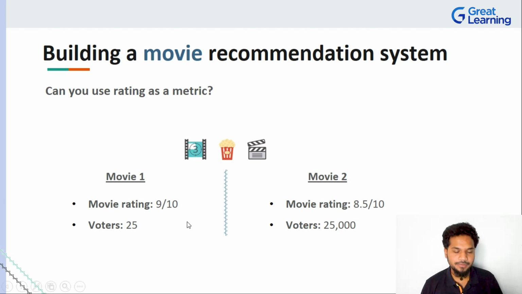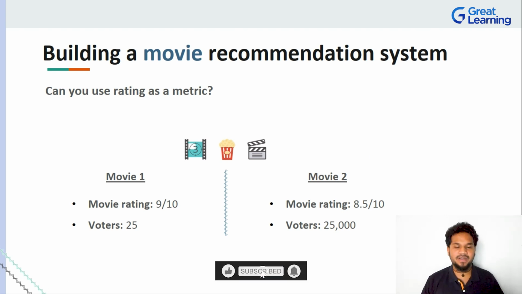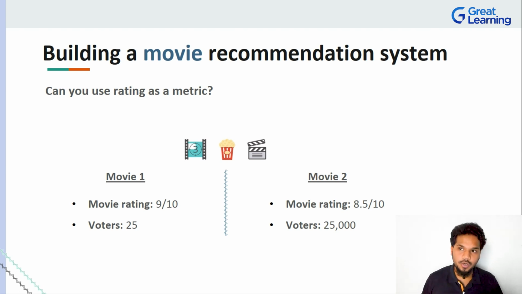Take a look at the example I have on your screen right now. Let's say I have 2 movies for you, movie 1 and movie 2. These are 2 very different movies. Movie 1 has an average rating of 9 out of 10 on IMDb, and there are 25 people who have voted on this. Movie 2, on the other hand, has an average rating of 8.5. That's the number that matters to us, 8.5. By how many voters? There are 25,000 voters who cumulatively, when you take an average, bring it to 8.5. Of course, with movie 1, you just take the average of 25 voters and that brings it to 9.